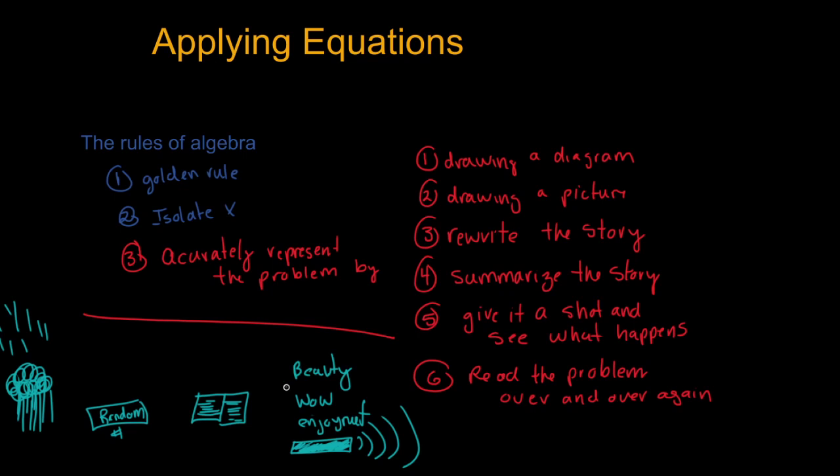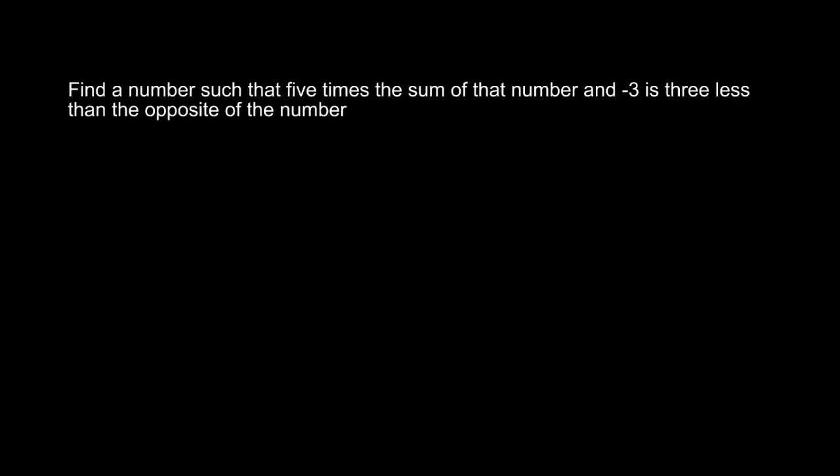So let's take a look at a couple examples here and try to figure out how can we apply these rules, these principles of applying equations to solving something like a word problem or a real world example or something of that nature. Our first example is to find a number such that 5 times the sum of that number and negative 3 is 3 less than the opposite of that number.